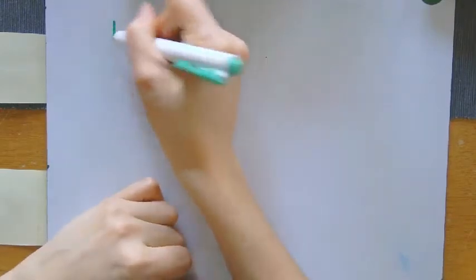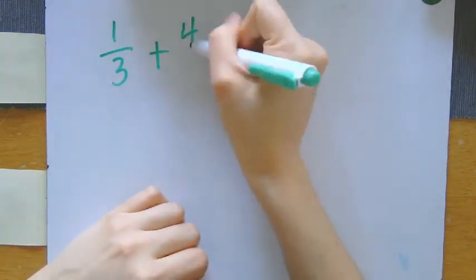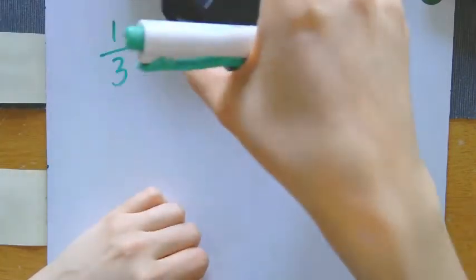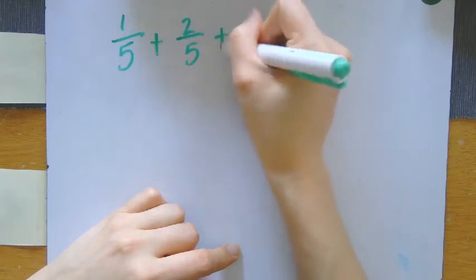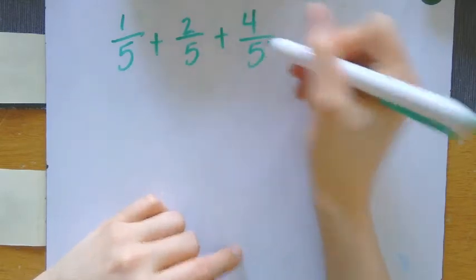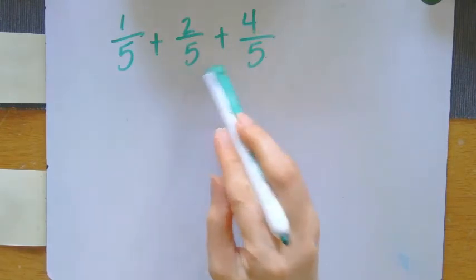So if we were to take a couple different fractions, all having the same denominator, I'm going to just go ahead and start with 1/3. And then I'm going to add... actually, I'm going to change that. Thirds does not leave me with a lot of options. So I'm going to go with 1/5 plus 2/5 plus 4/5. All right, we can add these three fractions because they have like denominators.